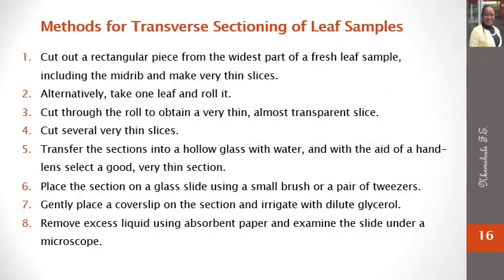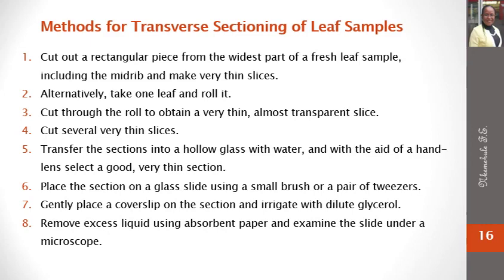For the transverse sectioning of a leaf sample, two methods can be used. First, by cutting out a rectangular piece from the widest part of the leaf sample, including the midrib, and embedding it within a cork. This helps to hold it in place. It makes cutting of very thin slices easy. In the absence of this, another method can be used.